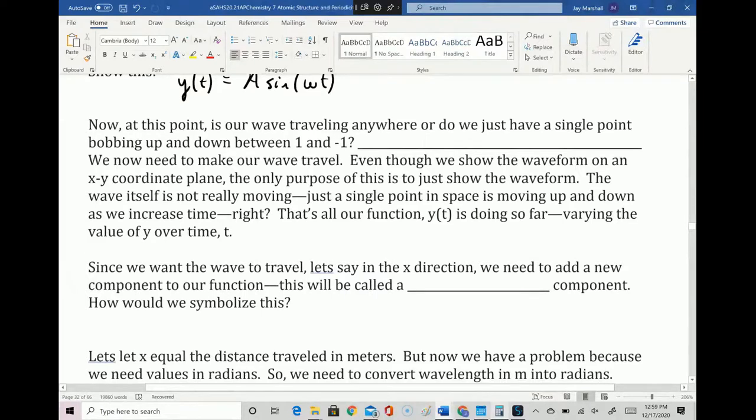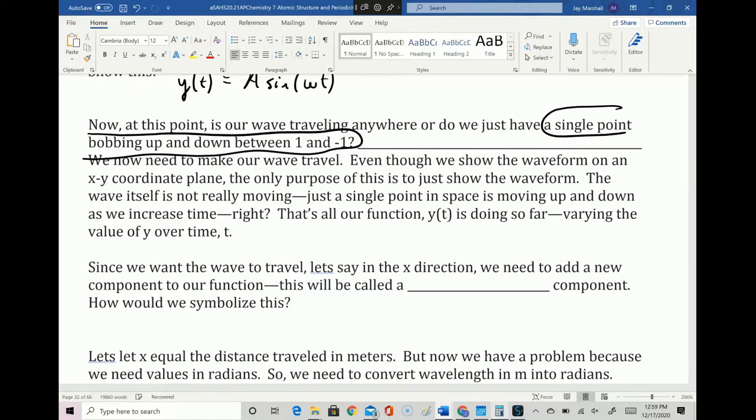Now, we're going to make this a little more complicated. At this point, is our wave traveling anywhere, or do we just have a single point bobbing up and down between negative 1 and 1? Right now, we just have this. We need to make our wave travel. Even though we show the waveform on an xy coordinate plane, it's not really traveling. We just show this to give you the visual impression that it's moving up and down, and it could move in a direction. But it's not really moving now, because that's not what this point here is doing.